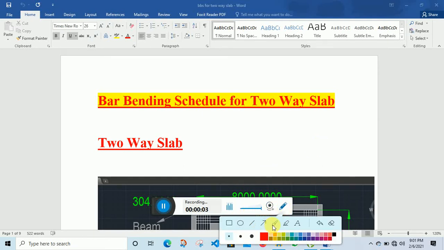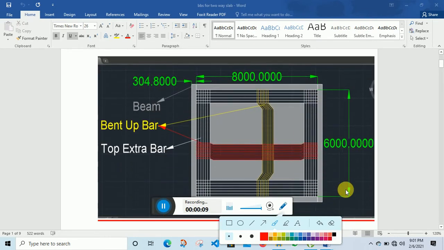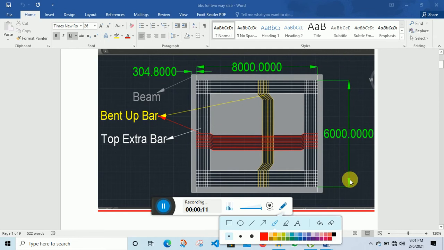Today in this lecture I will discuss the bar bending schedule for a two-way slab. Okay, so we have this two-way slab. Now look here, this is the beam, having a width of 304.8 millimeter, and from here to here we have a length equal to 8000 millimeter, and from here to here we have a length equal to 6000 millimeter.